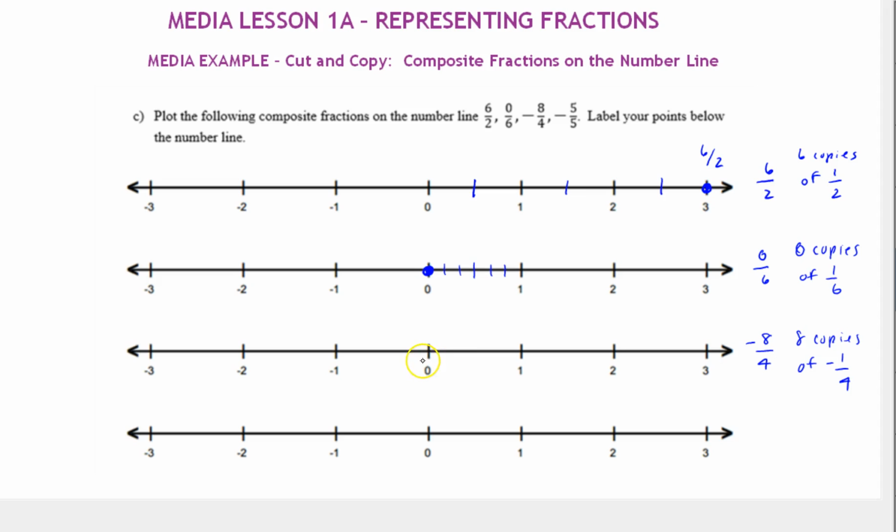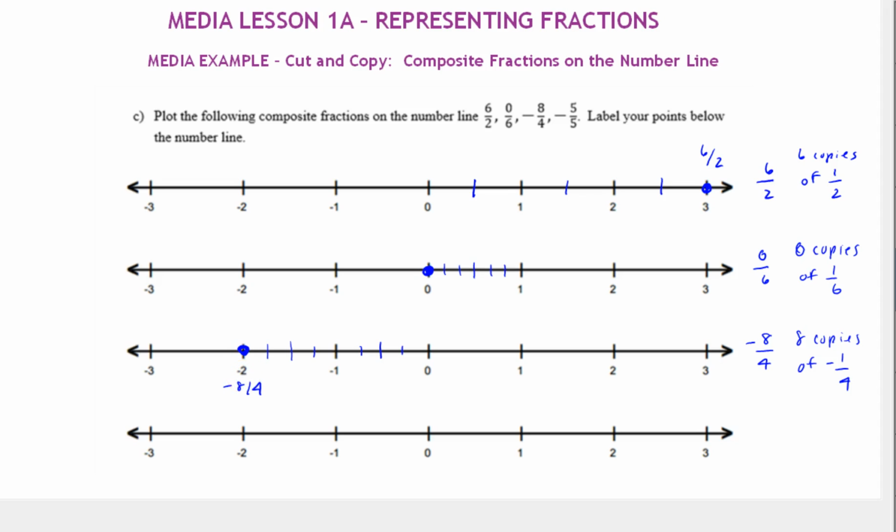But let's look at this on the number line. So if our unit fractions are -1/4, we can break each of these segments into 4 equal pieces by making 3 cuts. And now we'll count 8. So 0, 1, 2, 3, 4, 5, 6, 7, 8. Okay. Sorry, I started labeling above the number line instead of below like the directions said. So let me just move that. And this will be -8/4, which is equivalent to -2.